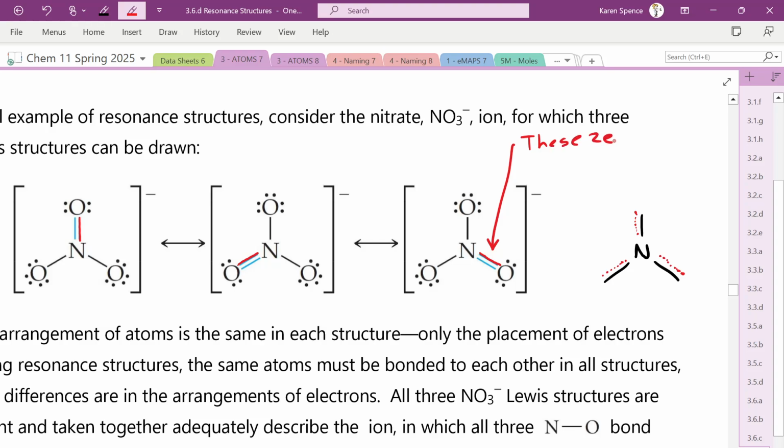These two electrons spread out onto 3 places. Question, is this a 1.5 bond?